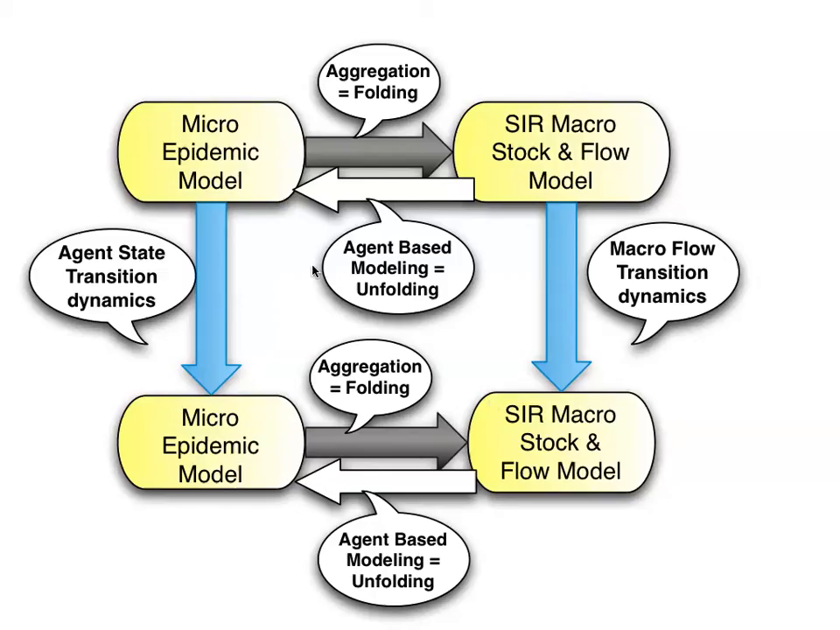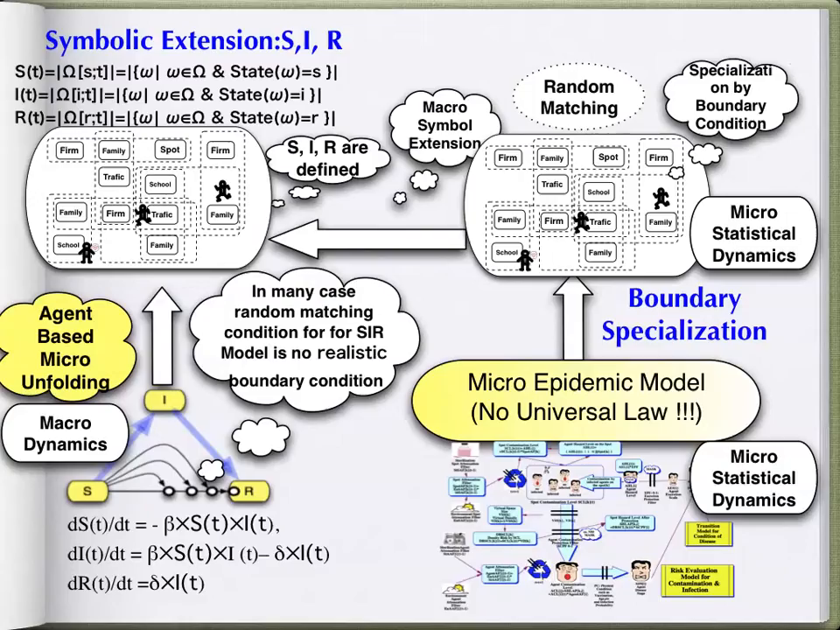Then these mechanisms should be required in the micro model and macro model relation. So micro model transition and aggregation, or aggregation and transition, give the same result. Anyway, in our SIR model and our infection model, the boundary is specialized. And if we assume random matching among each agent, then by folding, the macro variable is determined.